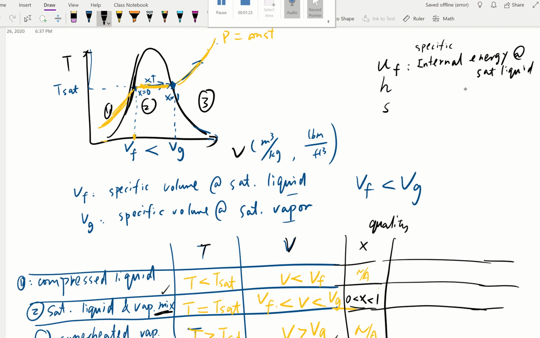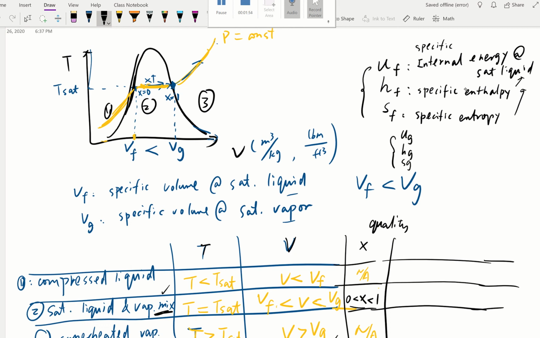So in that situation, we also can write down Hf. That's going to be specific enthalpy at saturated liquid. If we write Sf, that's going to be specific entropy at saturated liquid. Then we can further define the next set, which is Ug, Hg, and Sg. Those are just at saturated vapor.